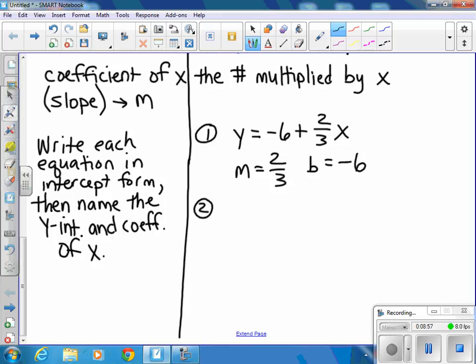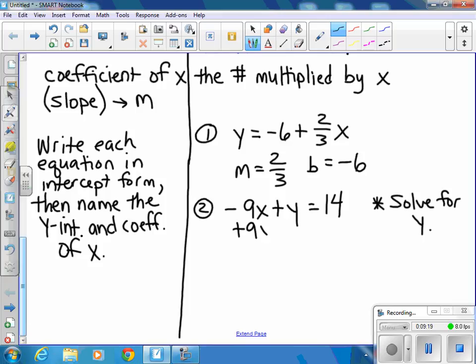Now the next one is not ready to go. So if I have -9x plus y equals 14, the first thing you're going to have to do is put it into intercept form, right? And what that means is to get the y by itself. In other words, you might want to put a little note over here, solve for y, because it's exactly what you're doing. Once you get done solving for y, you're ready to pick out the other two pieces, right? So in order to get y by itself, I need to add 9x to both sides. So now I've got y equals 9x plus 14.